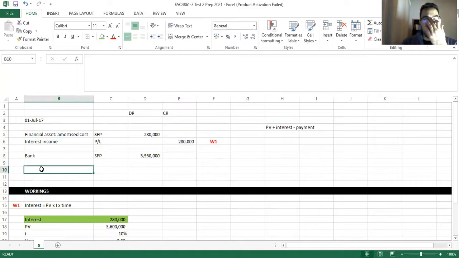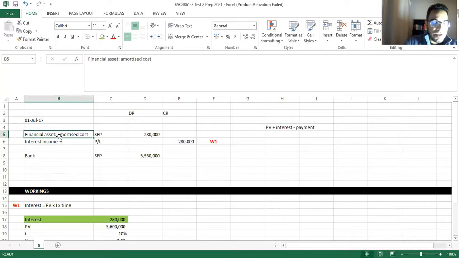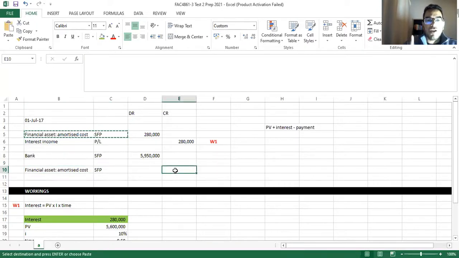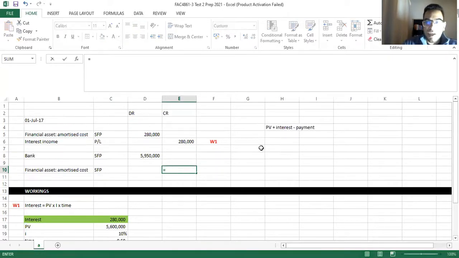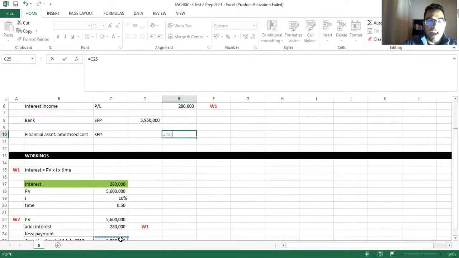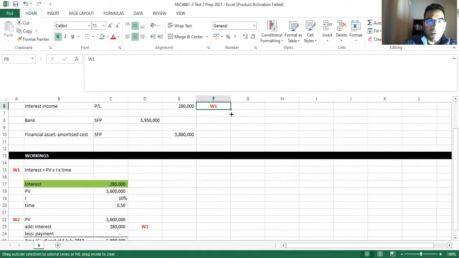Then we're getting rid of the financial asset. The financial asset is an asset, so the asset is decreasing. Assets decrease on the credit side. So we're going to credit financial assets at amortized cost. At which amount do we credit it? We credit it not at the bank amount. We credit it at the amortized cost amount. If it was a financial asset at fair value, you credit it at the fair value amount. Where did we get this? We're getting it from working 2.